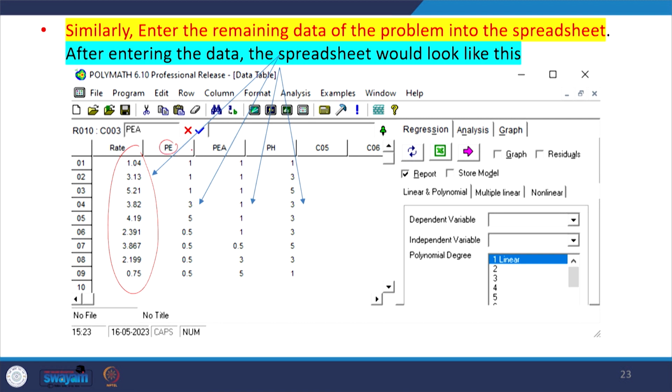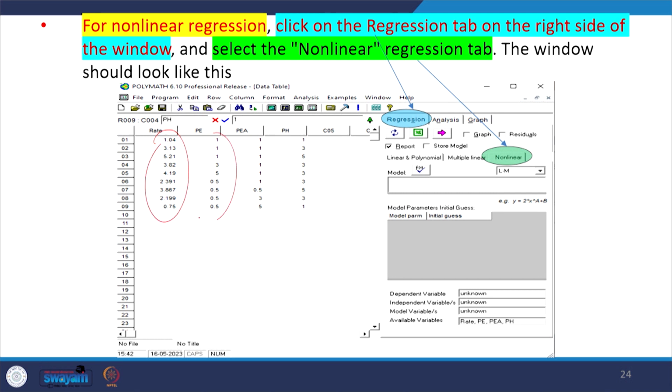Then we have to choose these columns, and put all data points for the 3 components, meaning reactants and products. So, 4 columns we have to fill like this. Okay. So, 4 columns means rate and the individual component partial pressures we have to fill up there. Now we have filled up the rate and the individual component partial pressures. So, now we have to click on the regression tab. Here is the regression tab.